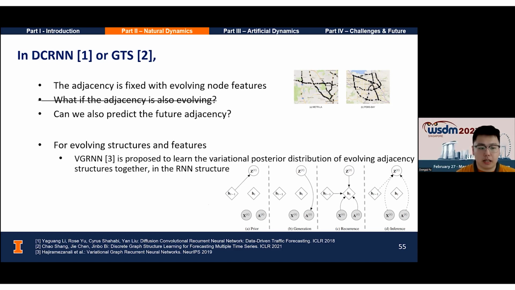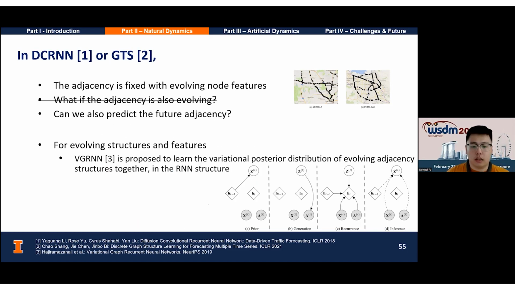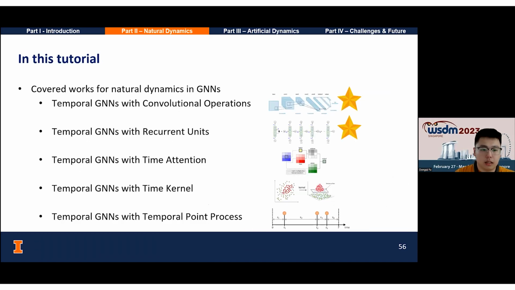Due to the time limitation, for EvolveGCN and VGRNN we didn't give a very detailed introduction, but we list the references for your interest to check out after our tutorial. Now we have finished the introduction of temporal graph neural networks with recurrent neural nets or recurrent structures or architectures. Before we move into the third part, do we have any questions from our audience?